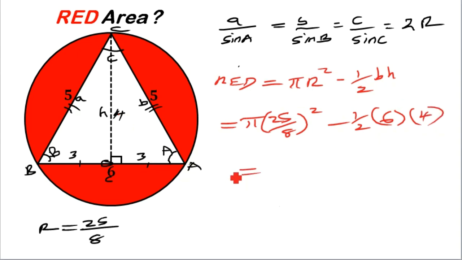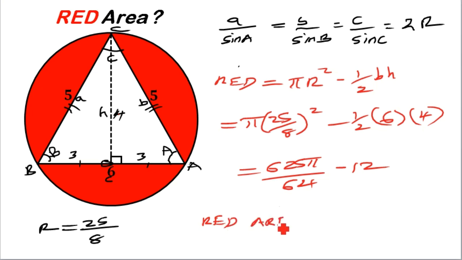So what do we get to be the red area? 25 squared is 625 pi over 64, since 8 squared is 64. Then minus a half of 4, which is 2, times 6, which is 12. So it means the red area of this radical geometry problem is 625 pi over 64 minus 12. The red area is the area of the circle minus the area of the triangle.